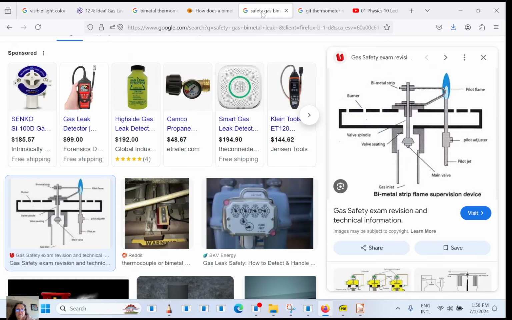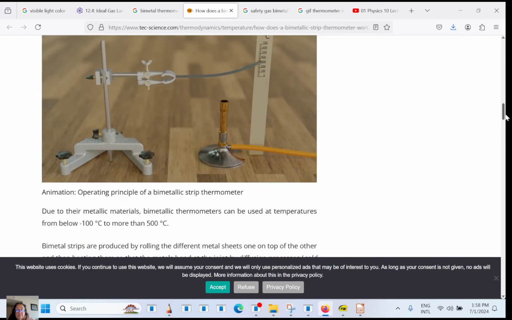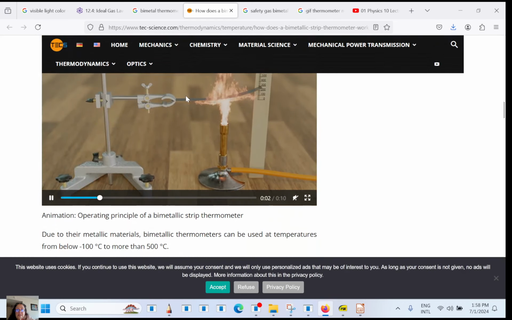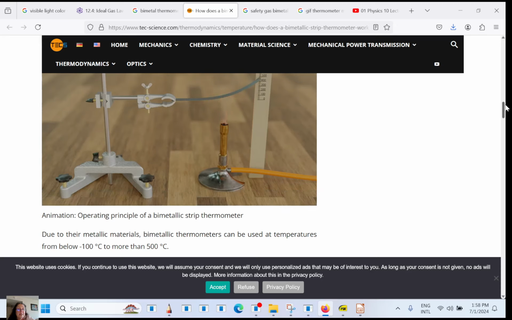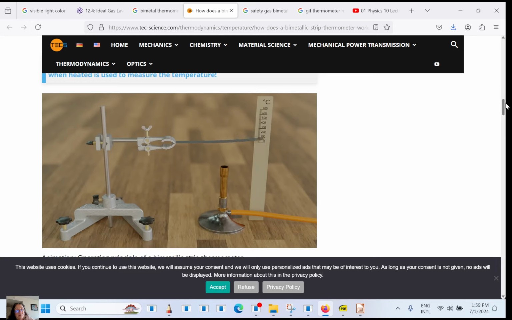I have found an interesting website here that shows you how it works. See, this is just one metal, and as you increase the temperature, you see it's going to bend, because it's going to expand in one dimension. You can really use that as a way to measure the temperature here.